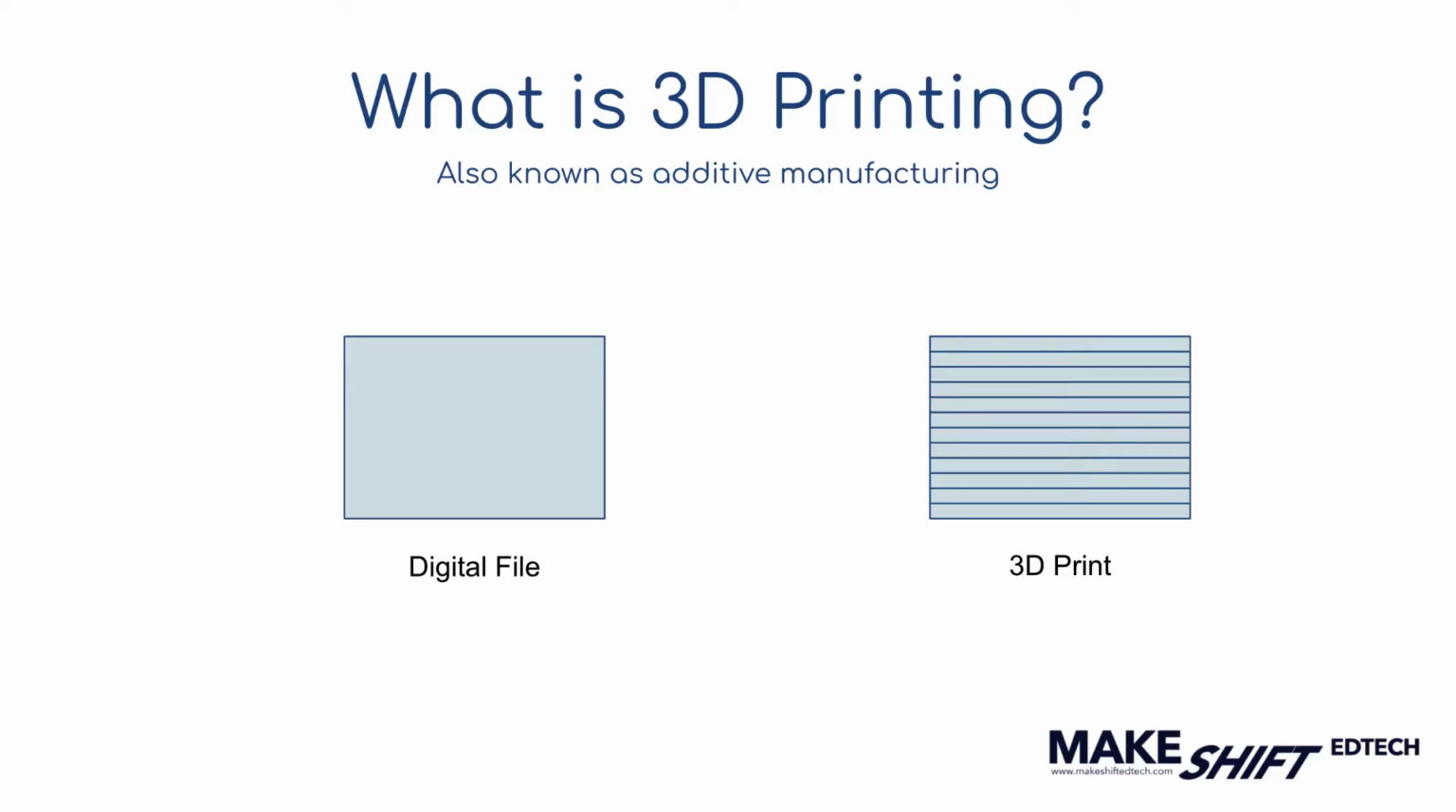Now you may be thinking, how is this different than other forms of manufacturing? Well, the opposite of additive manufacturing is subtractive manufacturing. And that's where you take a chunk of material, whether it's a sheet of metal or a block of wood, and you either cut out or carve out the object you want. So the advantage of 3D printing is that you are only using the material you need for the object.